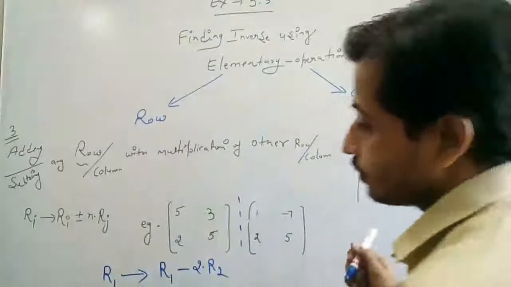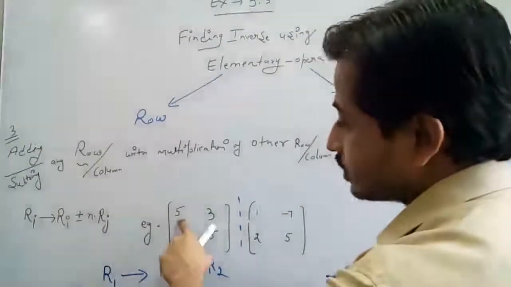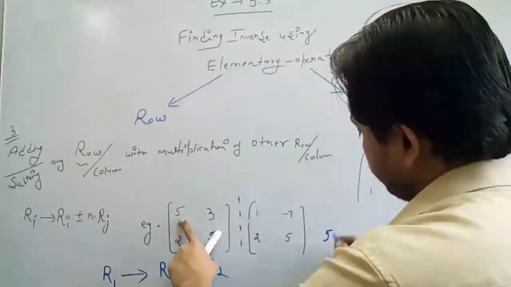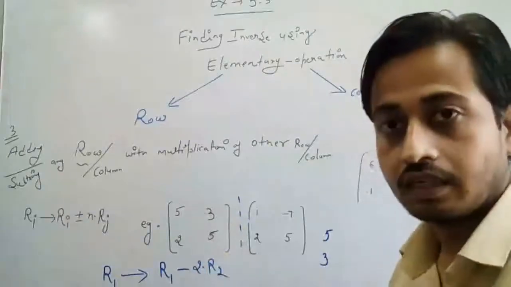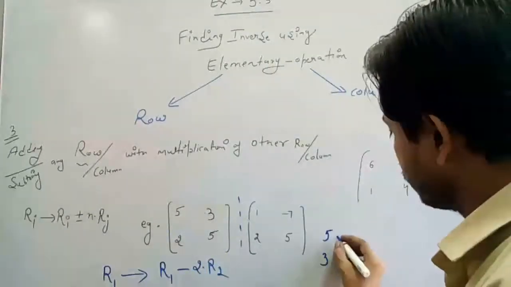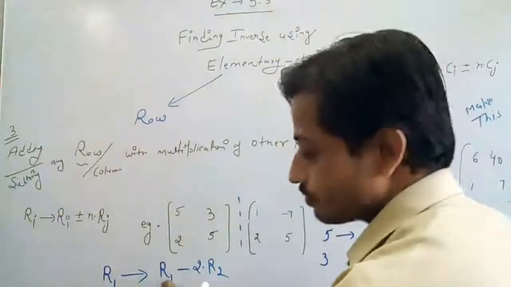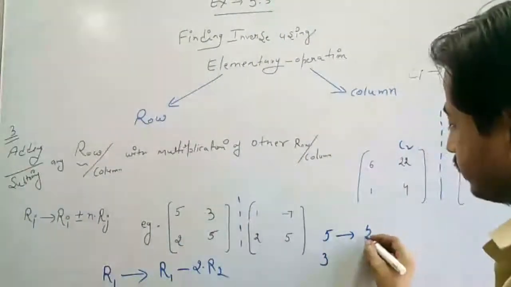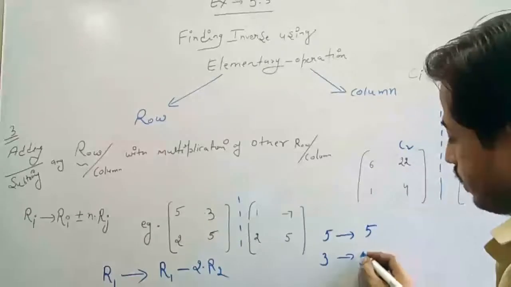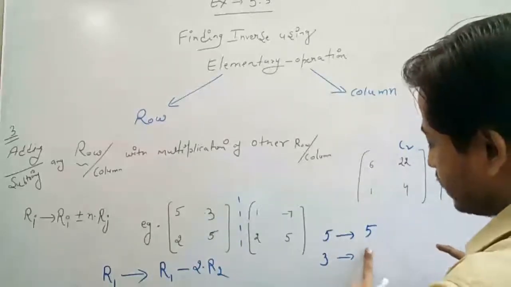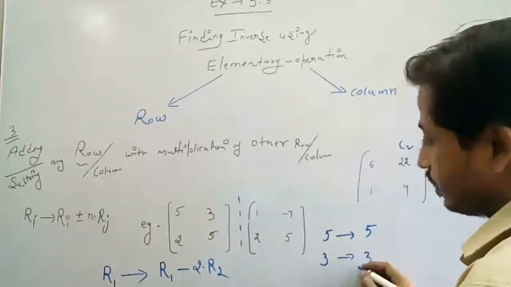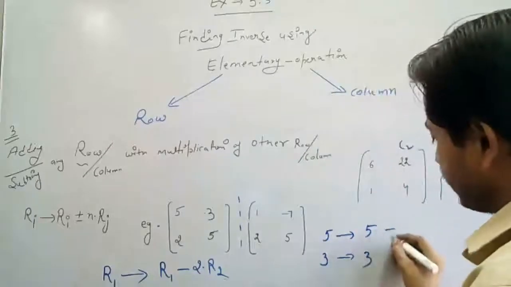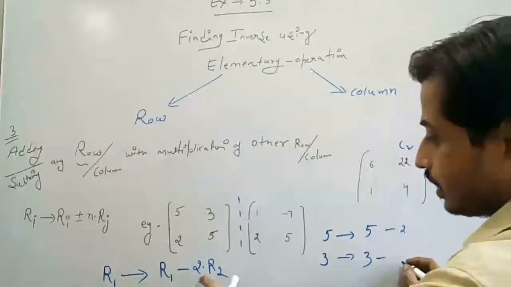So I am going to the first row. Our first row is 5 and 3. Now it becomes a new row. First, when we write our first row, the first row is 5, 3. It means we have to write our first elements 5 and 3. Now we have to do minus multiplication of 2.